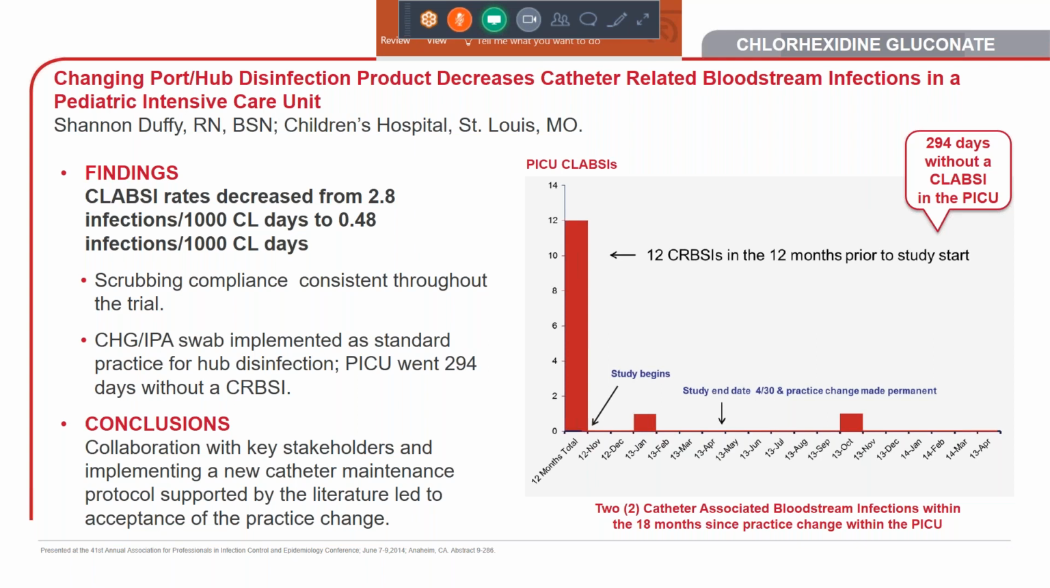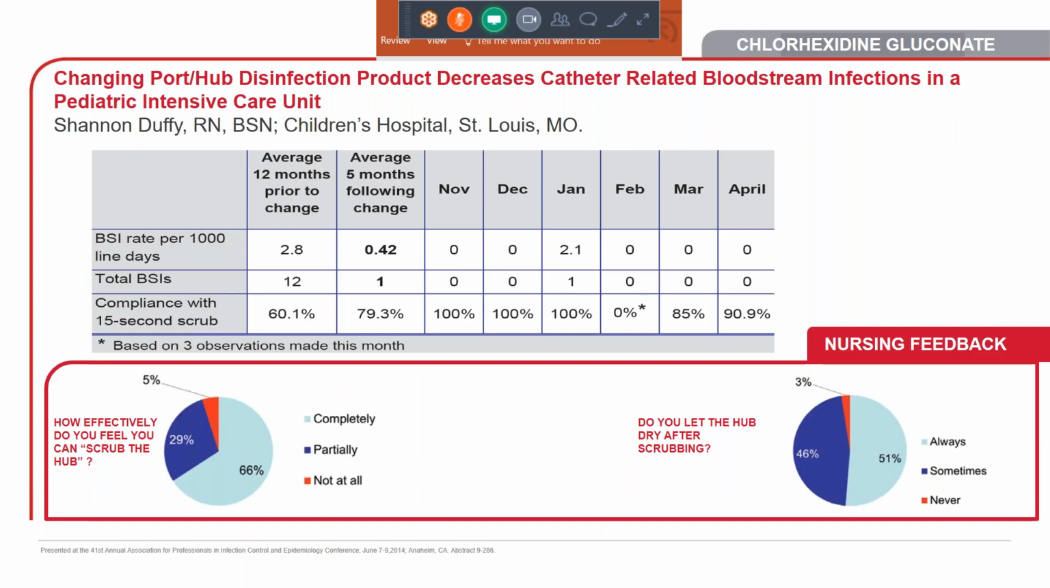They did show that scrubbing compliance was consistent throughout this trial, and they actually went on to implement the chlorhexidine alcohol swab as standard practice for hub disinfection. And at the time of this paper being presented, they had gone 294 days without a CLABSI in the PICU. And they did conclude that collaboration with key stakeholders and implementing the new catheter maintenance protocol supported by the literature led to acceptance of the practice change.